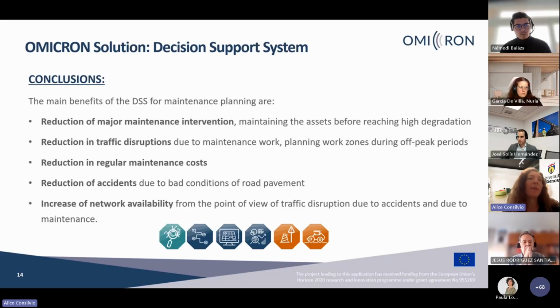So in conclusion, the main benefits that we can have are the reduction of major maintenance interventions, by maintaining the asset before reaching high degradation, the reduction in traffic disruption, planning the work zones during off-peak periods, a reduction in the regular maintenance cost, a reduction of accidents due to bad condition of the road pavement, and the increase of network availability, both from the point of view of traffic disruption due to accidents, but also due to the maintenance execution and the work zones presence.